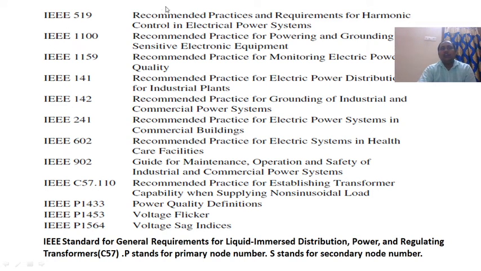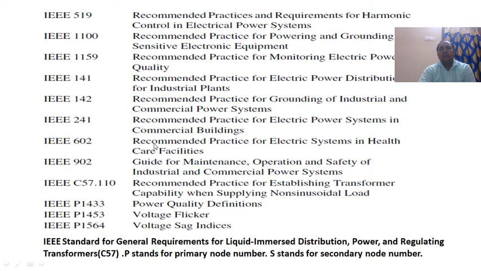IEEE 519 gives recommended practice and requirements for harmonic control in electrical power systems. IEEE 1100 gives recommended practice for powering and grounding sensitive electronic equipment. IEEE 1159 gives recommended practice for monitoring electric power quality. IEEE 141 gives recommended practice for electric power distribution for industrial plants. IEEE 142 gives recommended practice for grounding of industrial and commercial power systems. IEEE 241 gives recommended practice for electric power systems in commercial buildings.